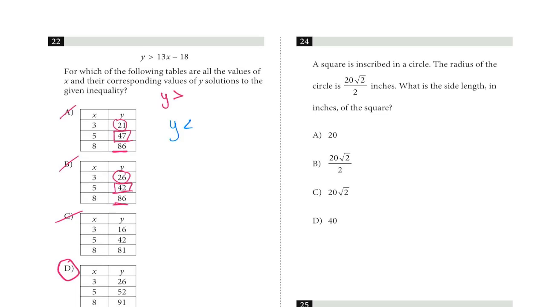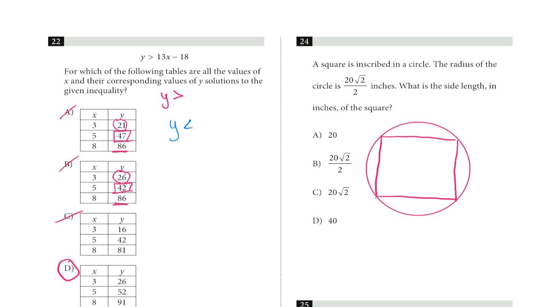All right, number 24. A square is inscribed in a circle. The radius of the circle is 20 root 2 over 2 inches. What is the side length in inches of the square? So we're going to draw this. I'm going to draw a circle. I didn't like that circle. Thankfully, my thing helps me out. And we're going to put a square inside of it. Again, it doesn't have to be perfect, so I'm just going to freehand it. So there's my square, and then they said that the radius is 20 root 2 over 2.